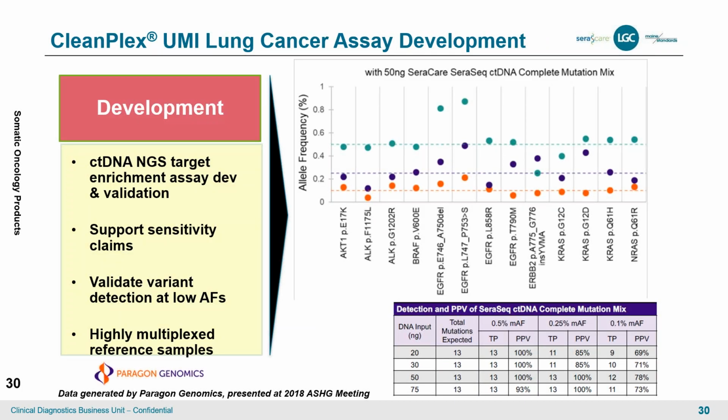Okay, again, another good example. This is Paragon Genomics, which was helping people with assay development. Their goal again is, can we claim sensitivity down to 0.1%? So they were really thrilled they can validate their variants at that low frequency. And you can see a snapshot of the variants that they're looking at on the right side, right?